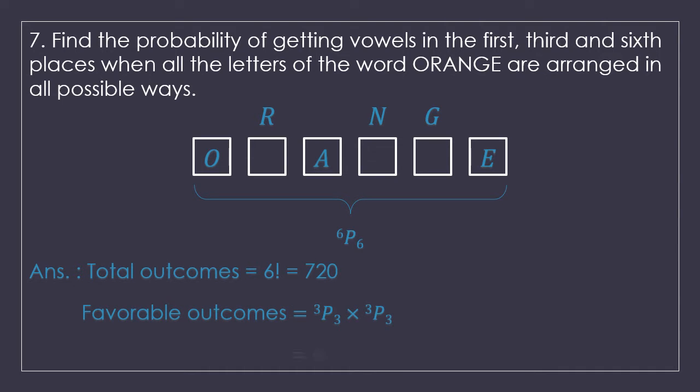So 3P3 multiplied by 3P3 will be 6 into 6, 36. So this is how we solve this kind of sums: 3 vowels can be arranged in the given 3 places. Now O, A and E could be interchanged with each other, so that is 3P3, and the remaining R, N and G again have 3 places, so again 3P3 makes it 36 outcomes. So the probability will be m upon n, that is 36 upon 720, and when we simplify it, 36 2s are 72, so 1 upon 20. So the probability of question number 7 is 1 upon 20.